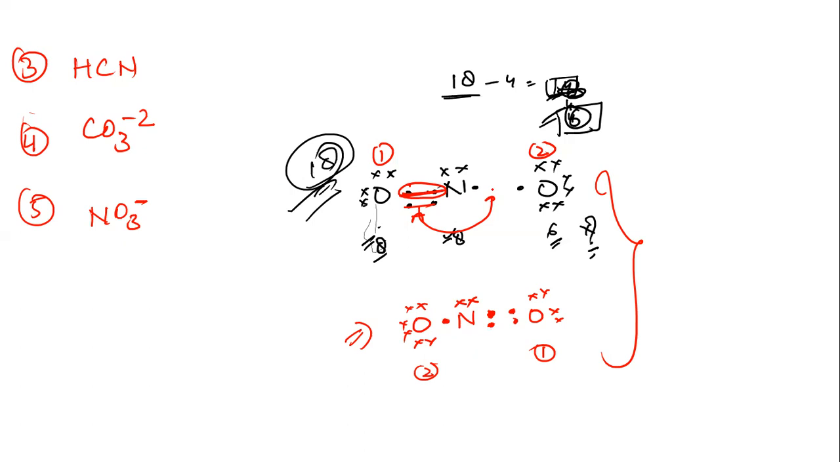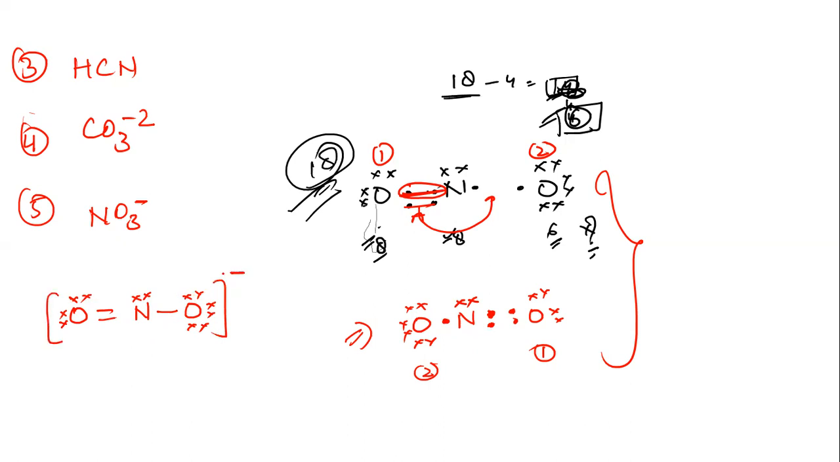So what will be its final structure? This is the Lewis dot structure. Now we can draw it like this: oxygen, double bond, nitrogen, single bond, oxygen. Now draw the lone pairs: 1, 2, 3, 4, 5, 6. Now 8 electrons, 8 electrons, 8 electrons. And this whole thing will have a negative charge.